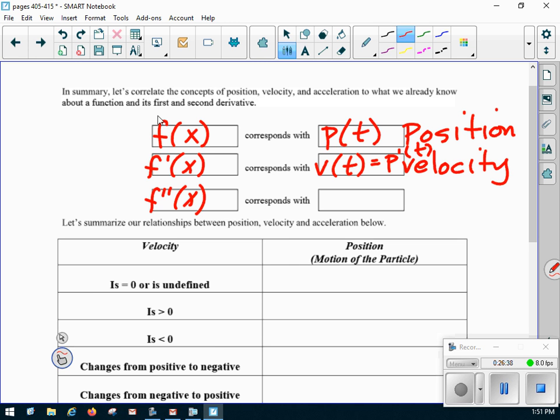What does f double prime correspond with? So acceleration, right, which is v prime of t, which is what derivative of the position? The second derivative of the position. And that's acceleration.